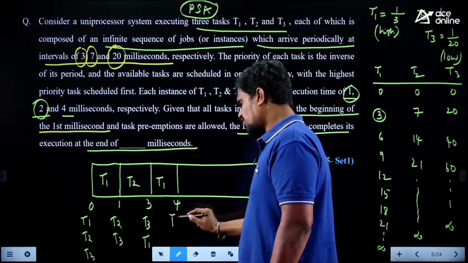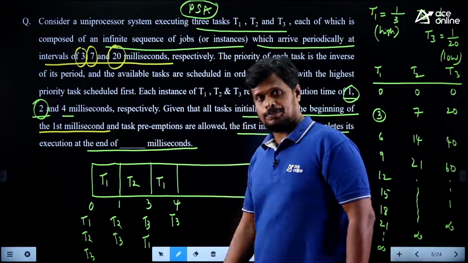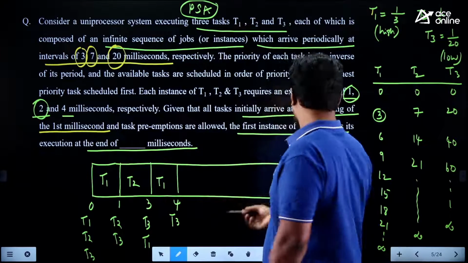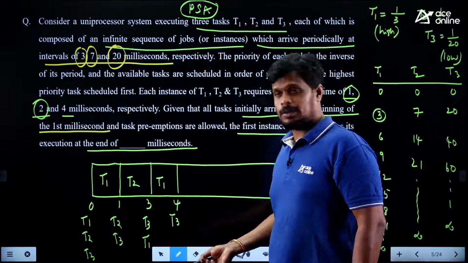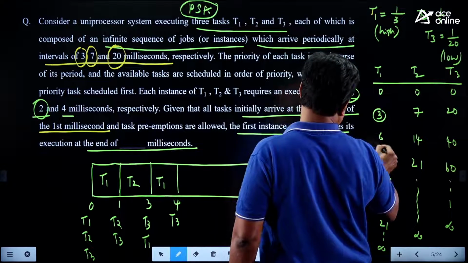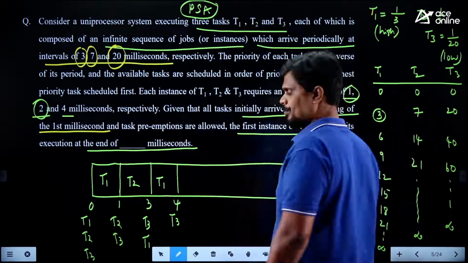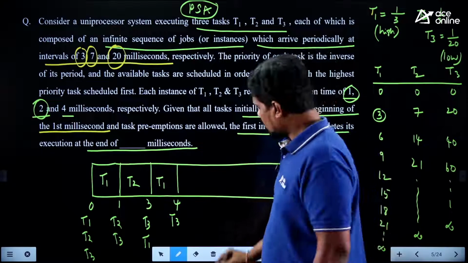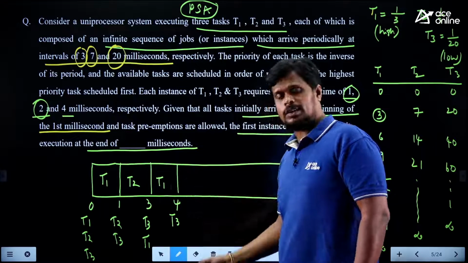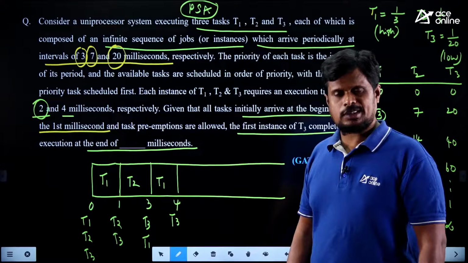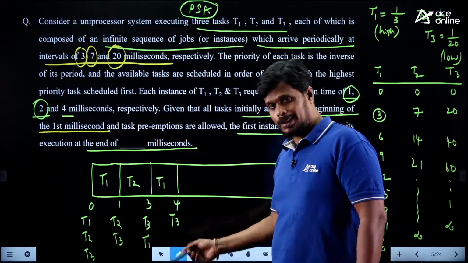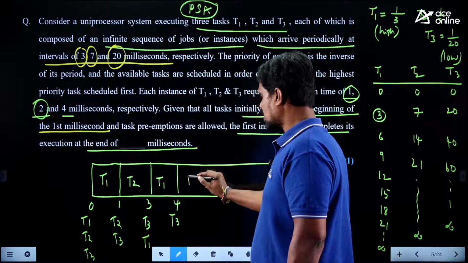Then if by 4 we are having only T3. So T1 is not coming back into the ready queue at 4, because T1 can come back into the ready queue at 6, and T2 can come back into the ready queue at 7. So at 4, among T1 and T2, no one is part of the ready queue. Only T3 is part of the ready queue, so T3 will start its execution.